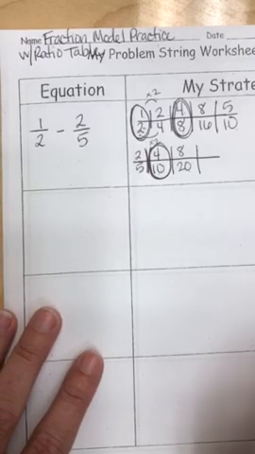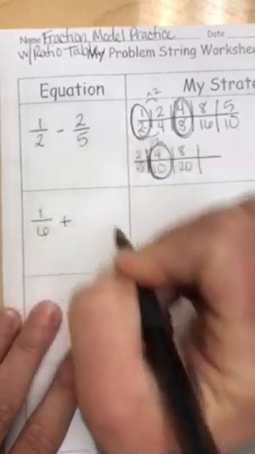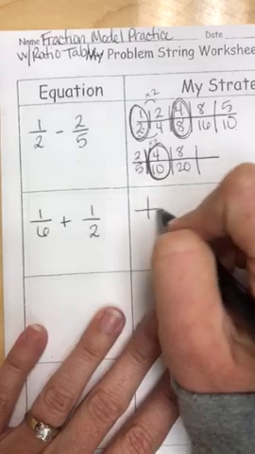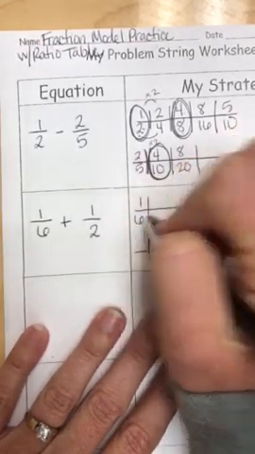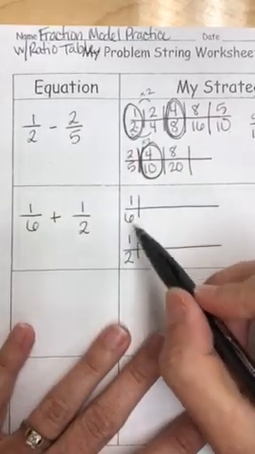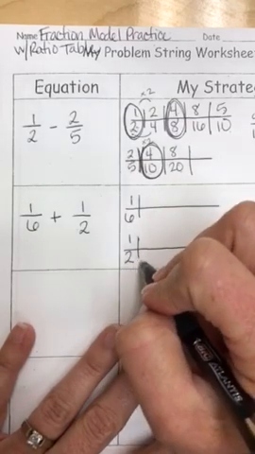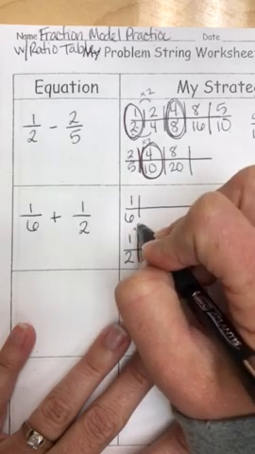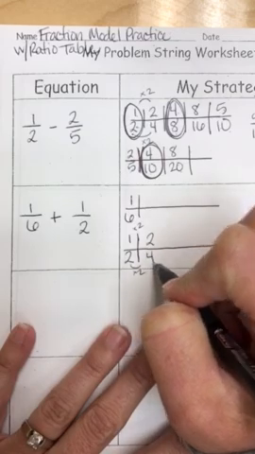So the next one is 1/6 plus 1/2. Again, I'm going to make a ratio table just to line up my fractions. 1/6 and 1/2. So here I have 1/6, and this one's smaller. What can I do? Should I double this? Well, let's go ahead and double it to make it bigger. I know if I double it on the bottom, I have to double it on the top. So I would have 2/4.